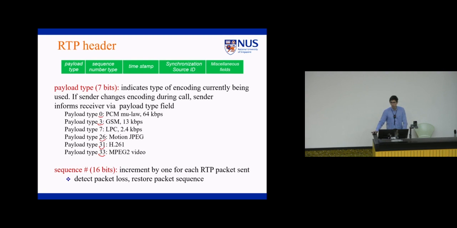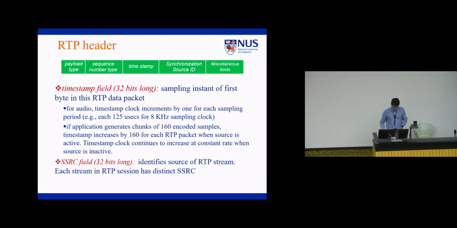Typically, in conversational voice and audio, this sequence number and timestamp together are used to estimate the playout time, right? We just learned about it. So we just talked about the timestamp, and we also have this SSRC field. So this identifies the RTP stream. Typically, each RTP stream will have a distinct SSRC number.